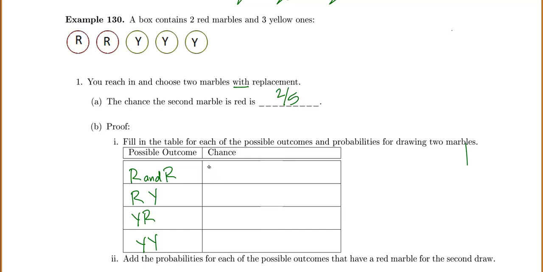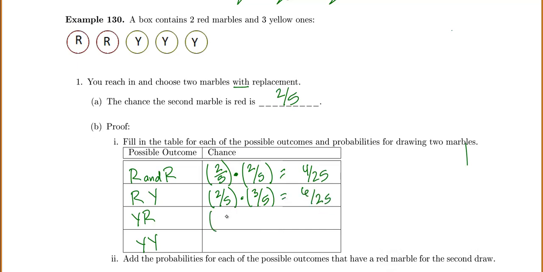The chance of getting a red and then a red, well, the chance of getting our first red would be 2 out of 5, times, and now I want to get another red marble, but I put my first marble back, so now the probability of getting a red is still 2 out of 5. So this will be 4 out of 25. And then for red and then yellow, there are 2 out of 5 red marbles, and then we put our marble back, and now we want to get a yellow. There are 3 out of 5 yellow marbles, because again we put our first marble back. So 6 out of 25.